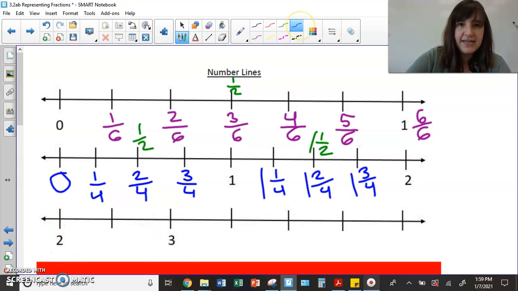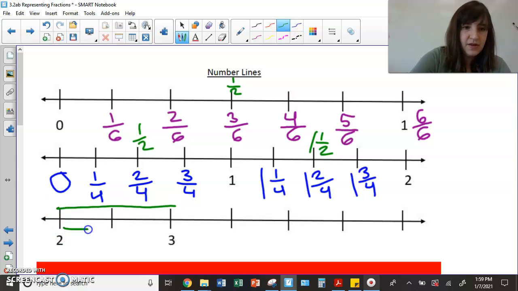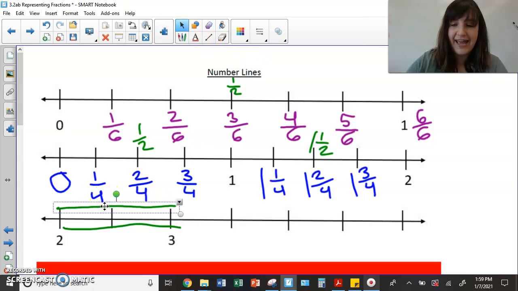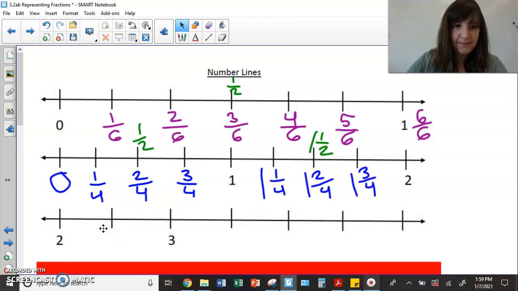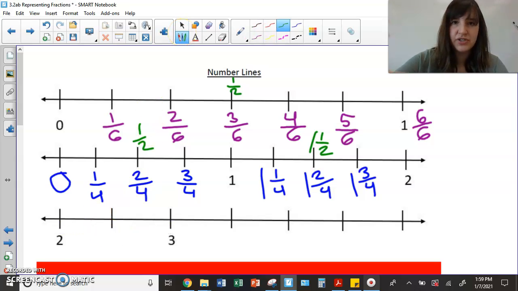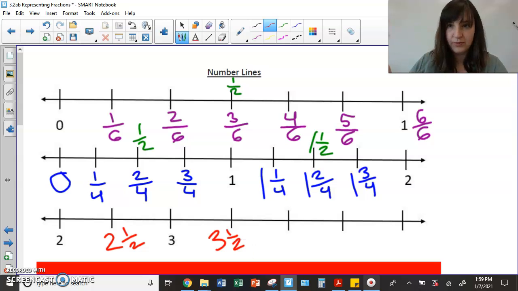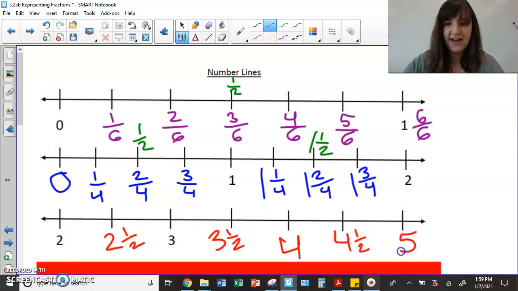So I'm going to connect my lines, and I'm going to see, all right, there's only 2 pieces in between, and when I have 2 pieces, those are called halves. So that means that in between these 2, I would have 2 and a half. Well, then I have 3. A half more would be 3 and a half. Then 1 half more would be 3 and 2 halves, which is the same thing as 4. And then I have 4 and a half. And then I have 4 and 2 halves, which is the same thing as 5. So this pattern goes 2, 2 and a half, 3, 3 and a half, 4, 4 and a half, 5.